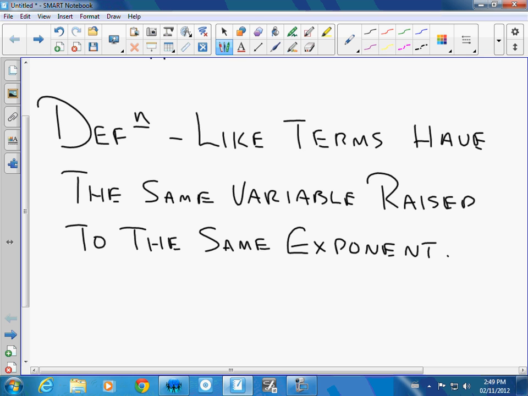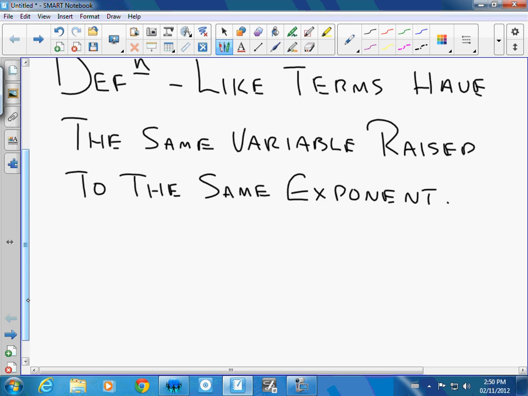Okay? So that's the key there, guys. It has to be the same variable, right? So they both have to be x's, let's say. And they have to be raised to the same exponent. So they both have to be x squared. Like you can't have an x squared and an x cubed. That doesn't work, right? So let's give some examples here and we'll see.